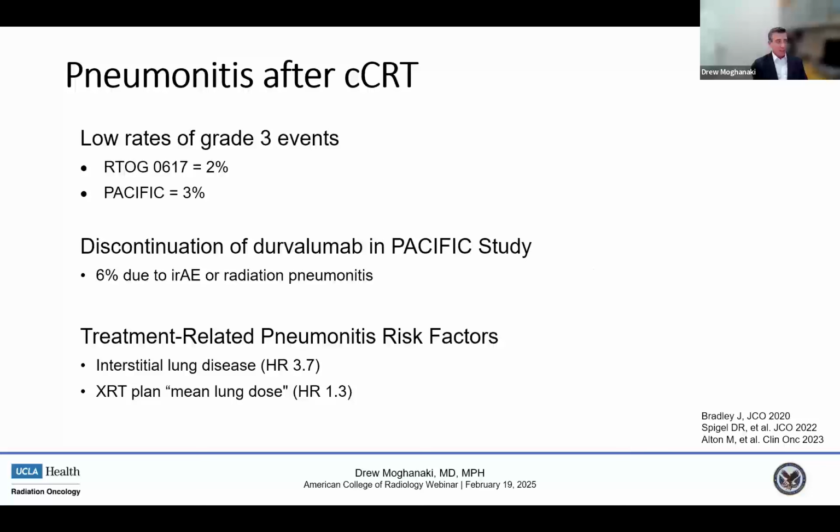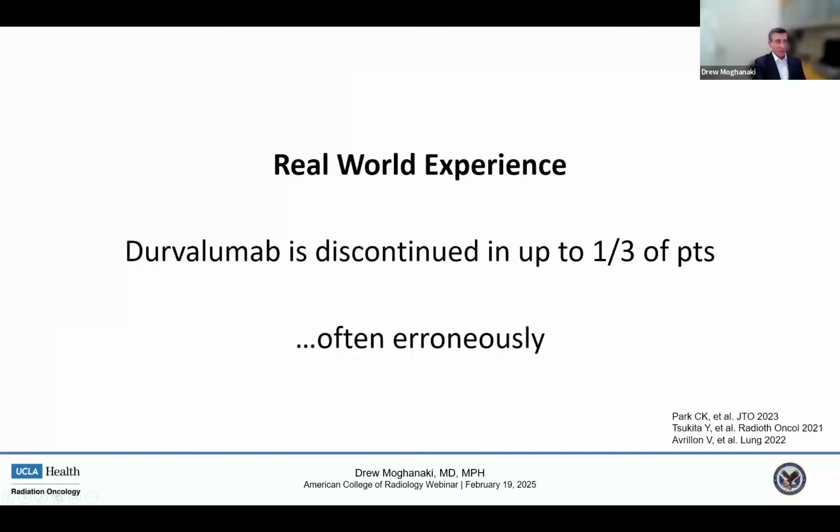And we see that durva can be discontinued, especially as it was in the PACIFIC study, due to either immune-related AE or radiation pneumonitis. And not surprisingly, the factors that lead to a higher risk of TRAE, so we don't know if it's radiation or the drug, is about 3.7 in patients with interstitial lung disease, and still higher, of course, we know, if the radiation treatment plan is larger, leading to a higher mean lung dose.